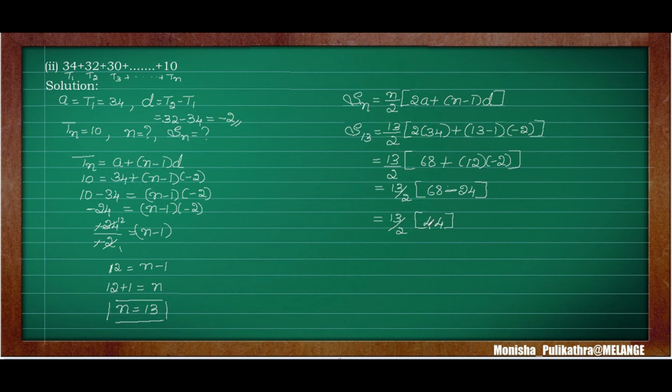So next we need to divide this. 2 1s are 2, 22s are 44. So this will be 13 into 22. Okay. We need to multiply. So 22 into 13. So 13 2s are 26, 2 carry. 13 2s are 26, 27 and 28. Okay. So the answer is 286. So the sum of 13 terms is given by 286. So this is the value for this sequence.